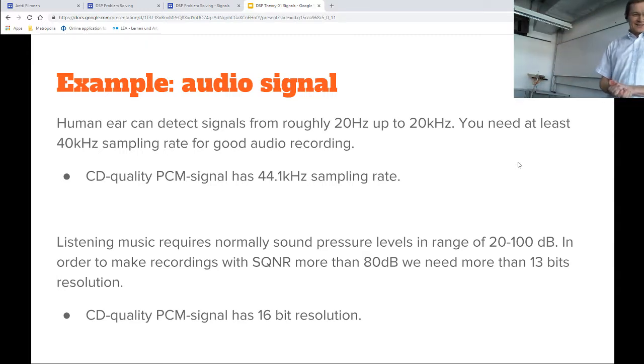Which means that we need at least 13 bits for CD quality audio. That's why we usually have 16-bit A to D conversion for audio. More than that, actually, of course, bigger is better.